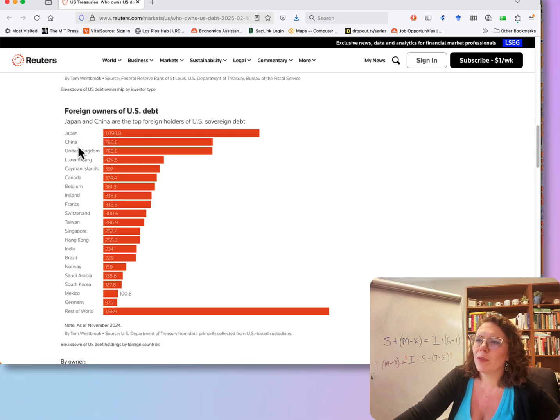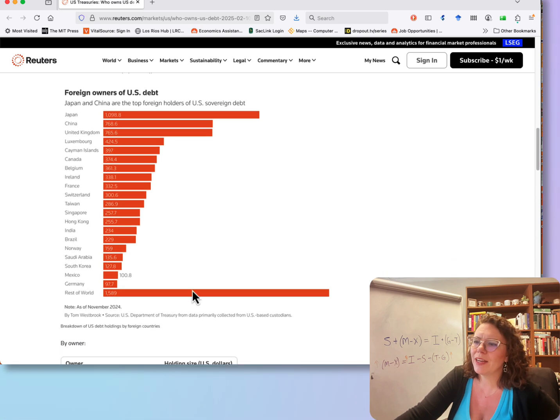Debt, then followed by China, the UK, Luxembourg, Cayman Islands, Canada, Belgium, Ireland, France, Switzerland, Taiwan, Singapore, Hong Kong, India, Brazil, Norway, Saudi Arabia, South Korea, Mexico, Germany, and the rest of the world. And again, this data is mostly from the U.S. Treasury and from U.S. custodians, assembled by Tom Westbrook down here.